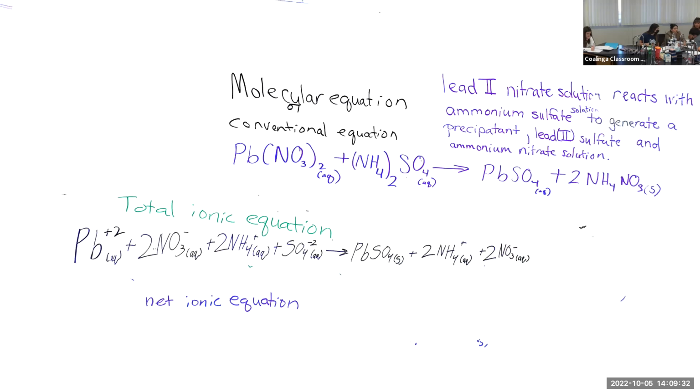I'll just wait until we see. Precipitate lead sulfate and ammonium nitrate solution. I'm assuming that the solid does not get separated from the liquid. I'm not sure. I don't think so, because I was busy typing up those questions. We'll see. Oh, yeah. But it's a solution.